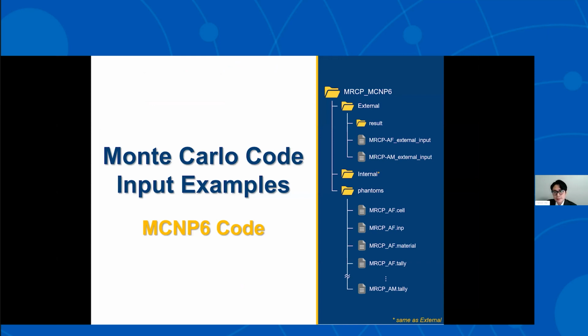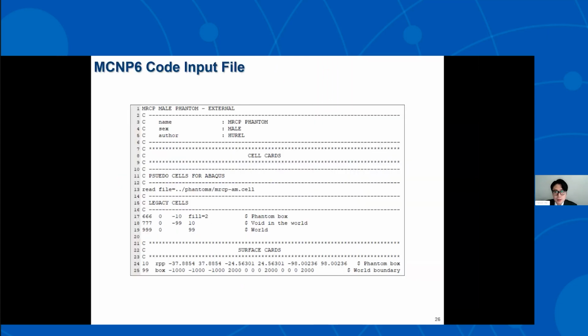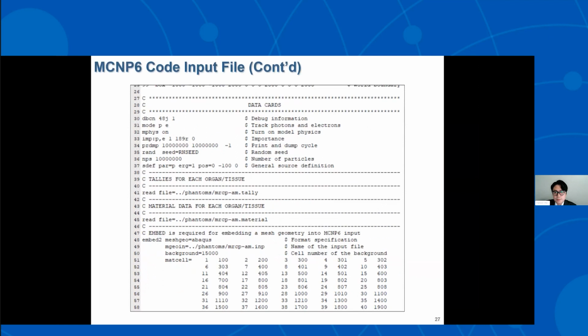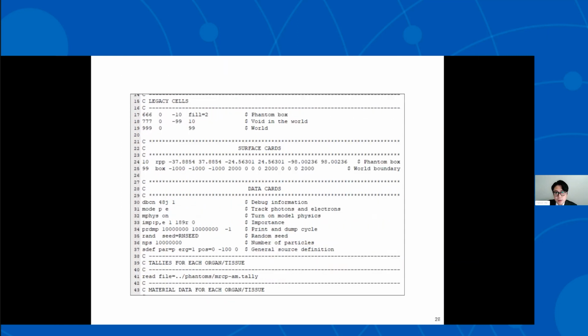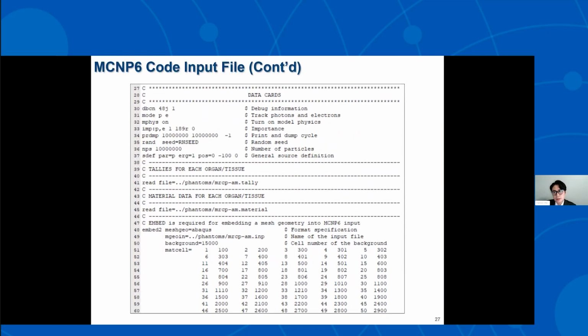Next, I will explain the input examples of MCNP6 code. Like the Fitch code examples, I will explain with the input file in the example external folder. This and the following slide show the entire input example of MCNP6 code. As you may already know, the MCNP input file is written in the order of cell card, surface card, and data card, and all the cards except for the surface and cell cards are included in the data card.